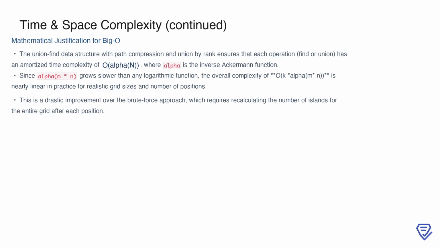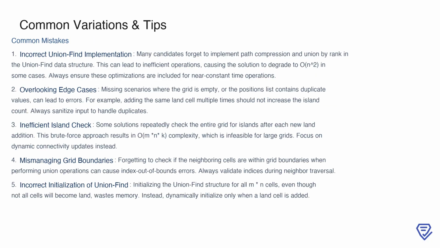Consequently, the overall time complexity of k*alpha(m*n) is nearly linear in real-world scenarios, even for large grids or numerous position updates. This is a substantial improvement over the brute force approach, which recalculates the island count for the entire grid after each position. The combination of theoretical guarantees and practical performance makes the union-find approach an elegant and powerful solution to the problem. When tackling this problem, there are a few common mistakes to watch out for.